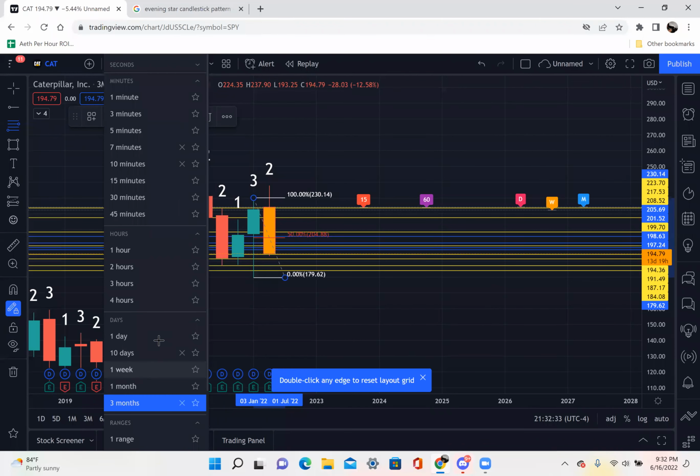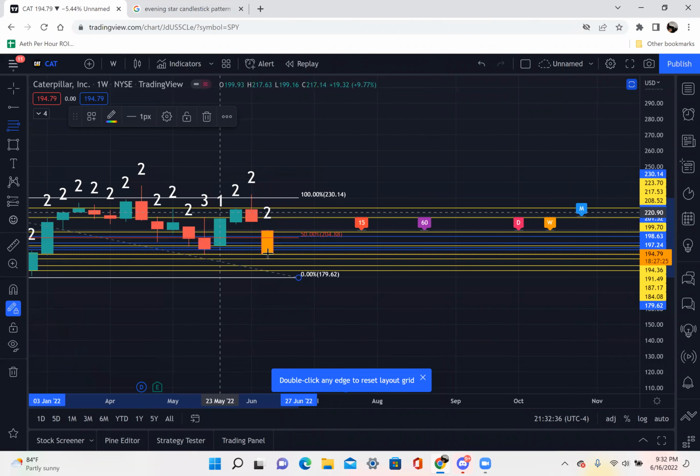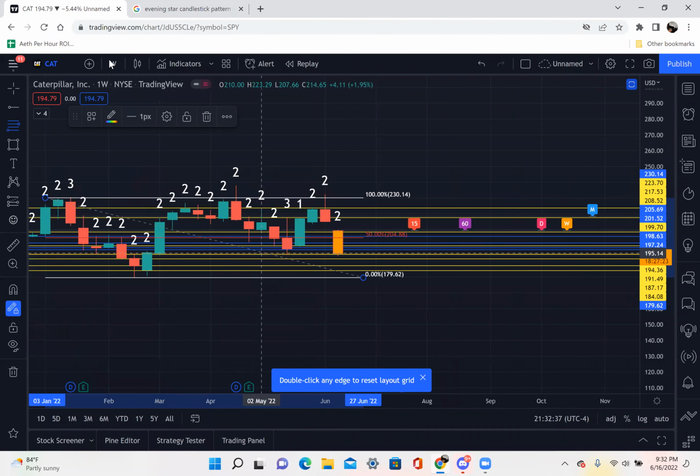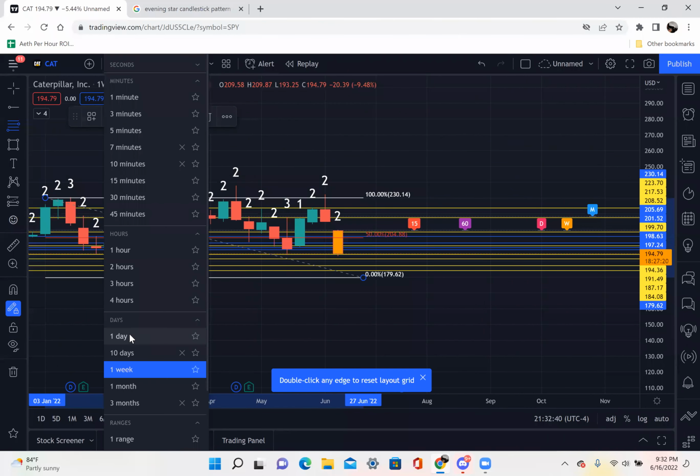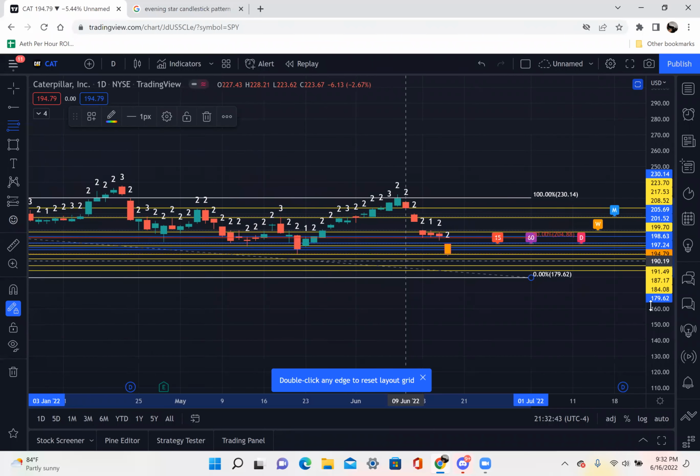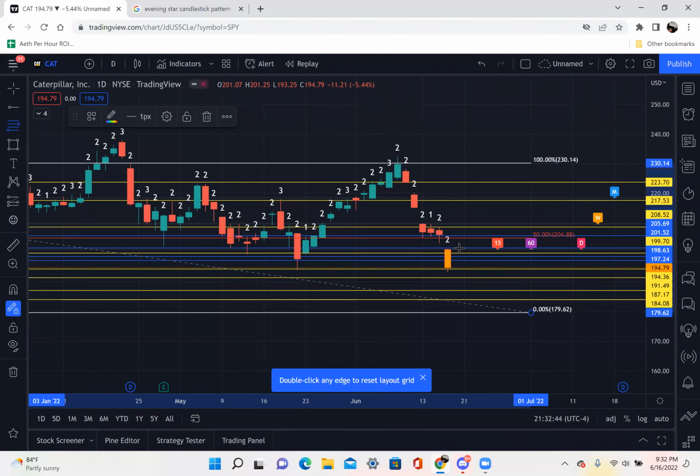Look, go to the weekly. Watch how it's just playing. Look, just broke straight through it. Go to daily. Watch how it plays. Boom, it didn't even play. It did. It played for a little bit. The red line right here.